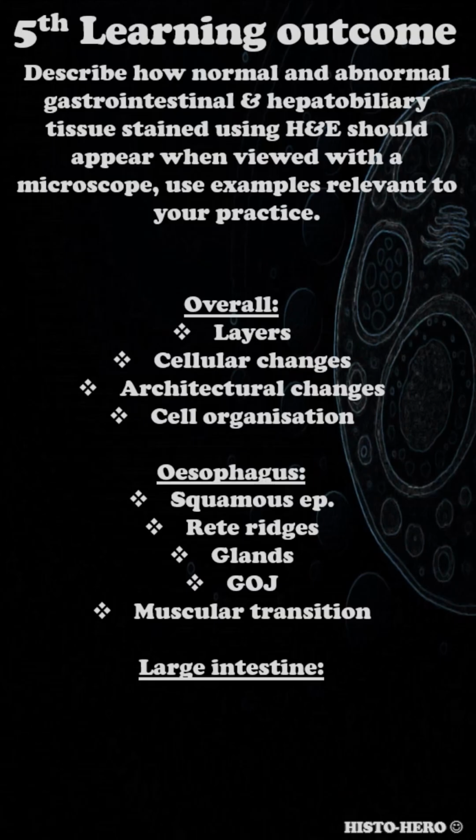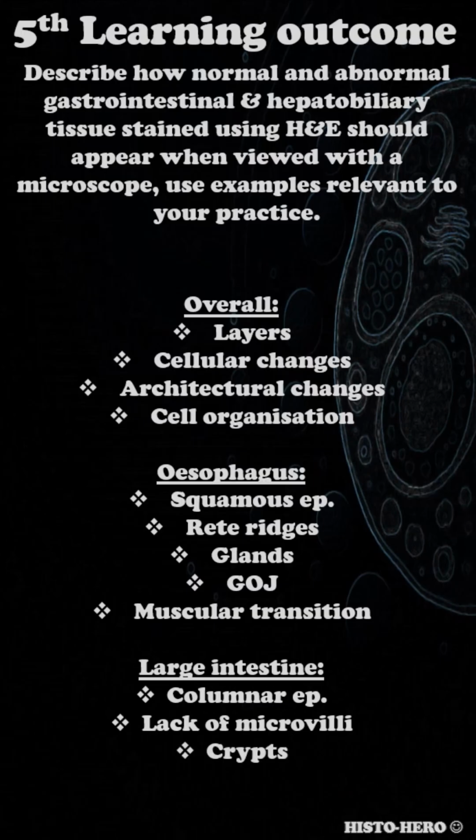Large intestine: simple columnar epithelium, lack of microvilli, crypts of Lieberkühn. Cell types: goblet cells for mucus, protection and lubrication, colonocytes for water and electrolyte absorption via an inconspicuous brush border, and enteroendocrine cells for hormone release to regulate gut motility.